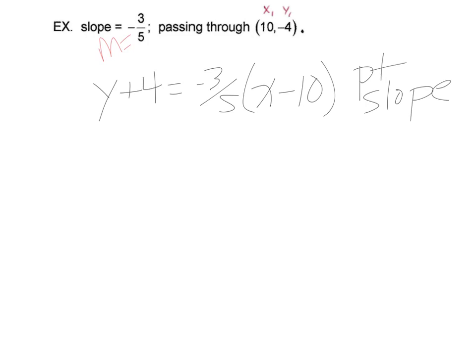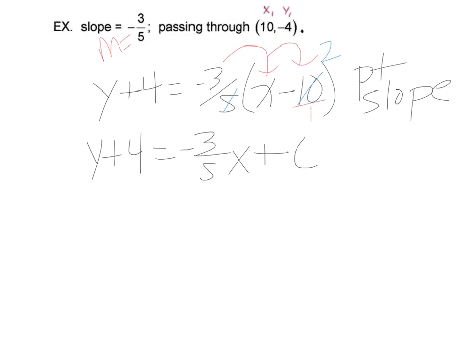Now I want to get the y by itself. So we'll distribute the 3/5. I've got a fraction. It might help you to put the 10 over 1. Y plus 4 equals negative 3/5 x, and then negative times a negative is positive. And I can reduce this fraction. 5 divides into 10 2 times. Now when I multiply the tops, it's a negative 3 times a negative 2 is 6, and the bottom would just be 1.